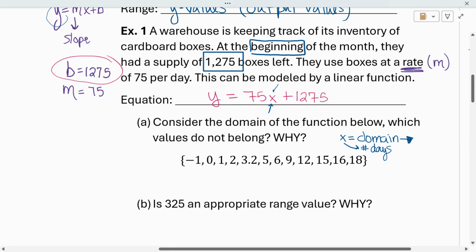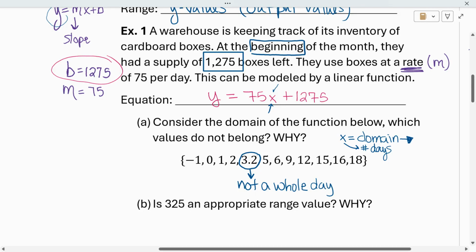X is the number of days. So, what would be some values in that domain that don't make sense? 3.2. What do 3.2 days look like? It's not a whole day. It's 72 hours plus something, right? We're talking about per day, so we want whole days.